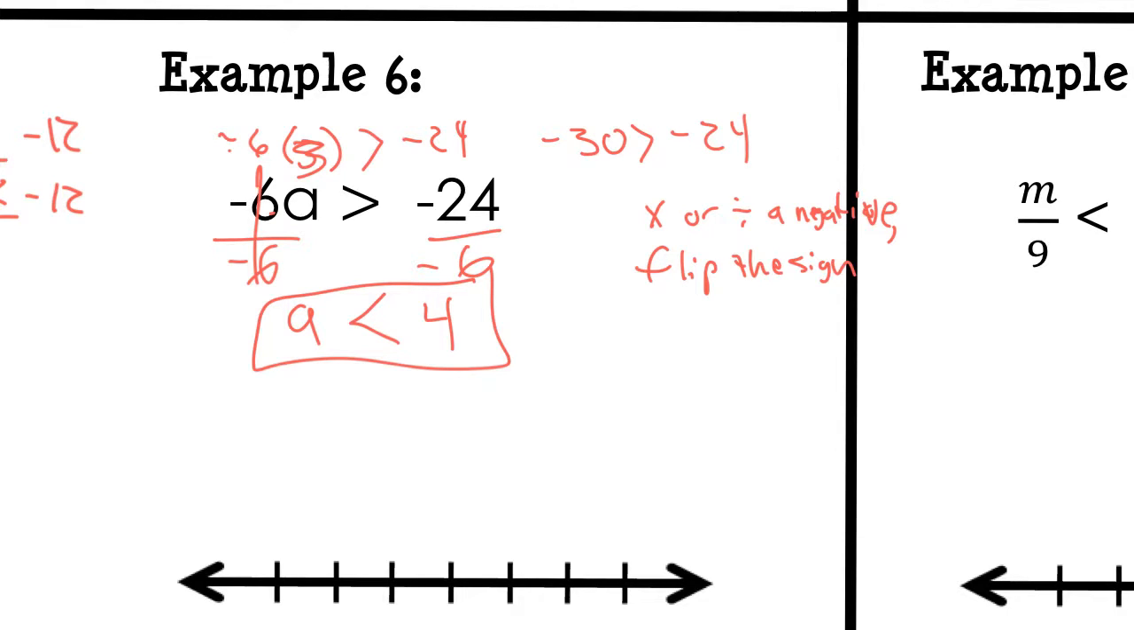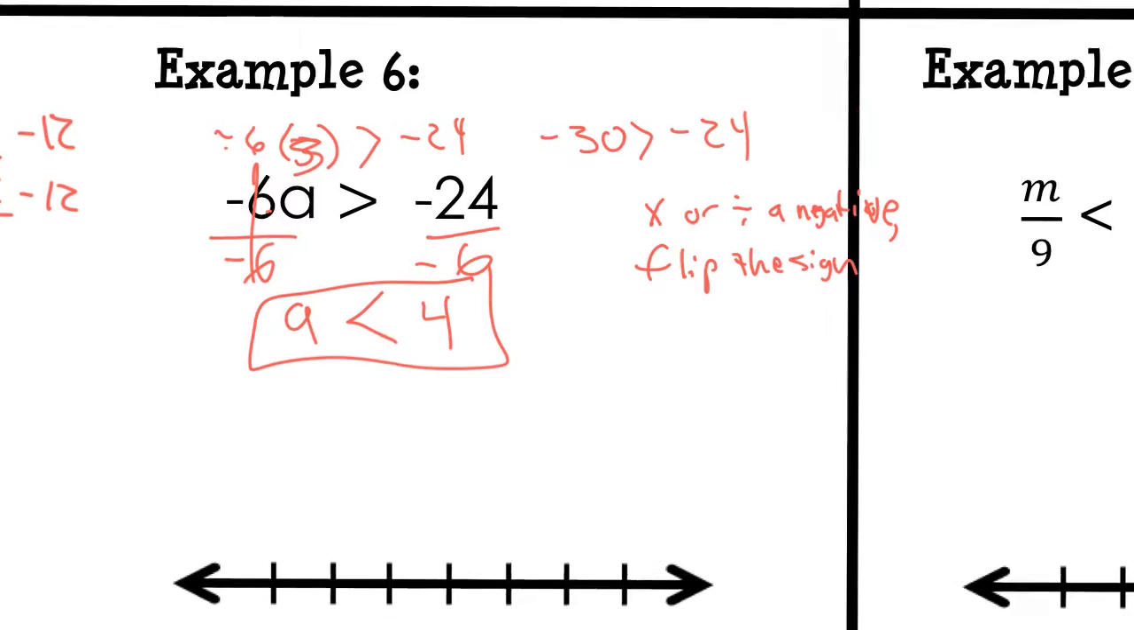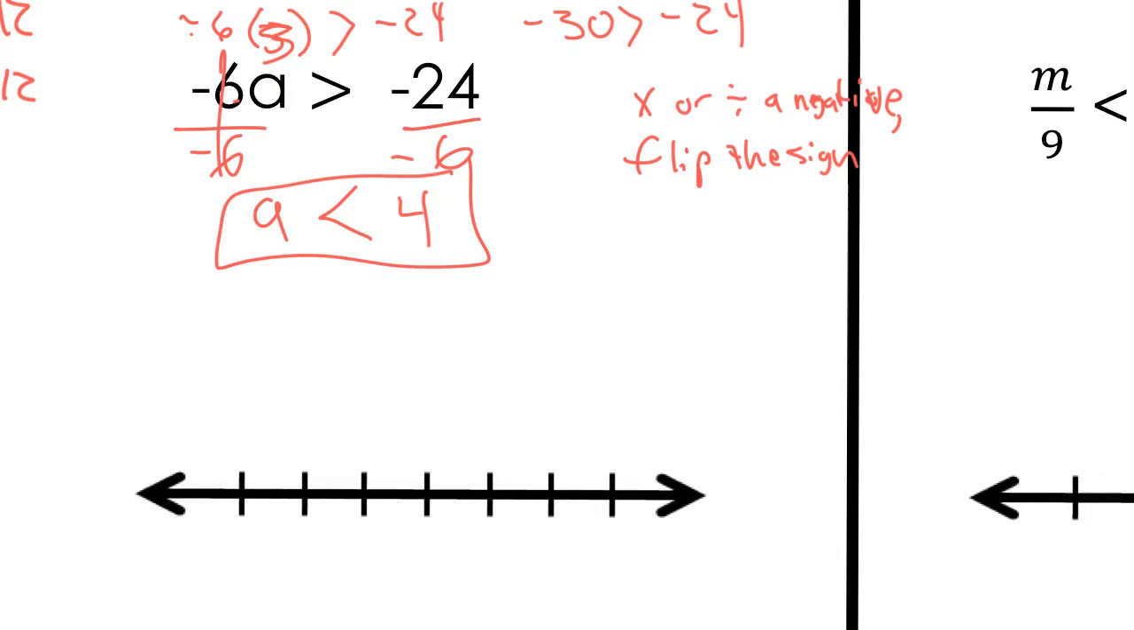So let me zoom up, let's do 4 right here. 4, 5, 6, 3, 2, 1, 0. And I'm saying that it is actually less than, so it's not equal to. So I'm going to just keep it a circle. Draw my little line here with my arrow, that goes on infinitely.